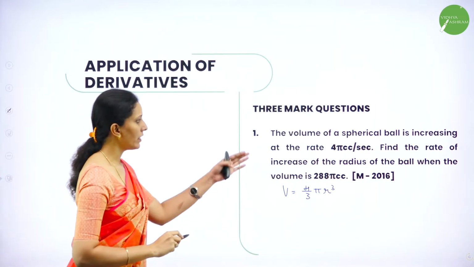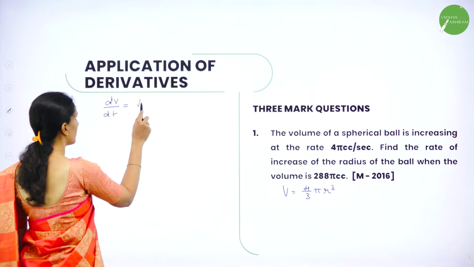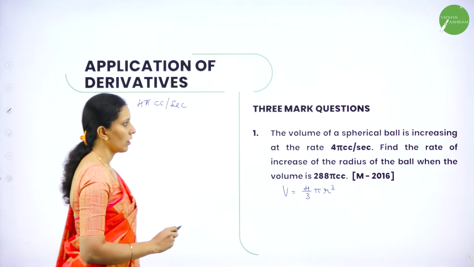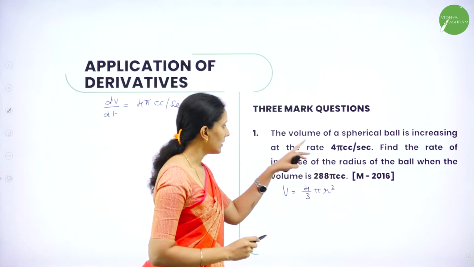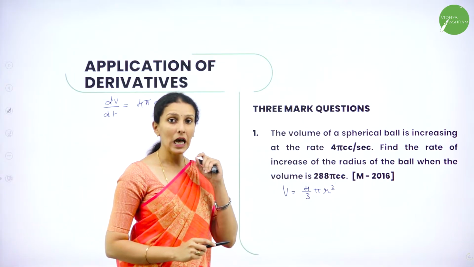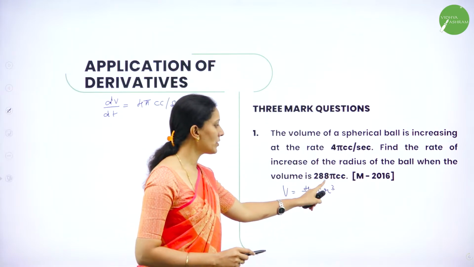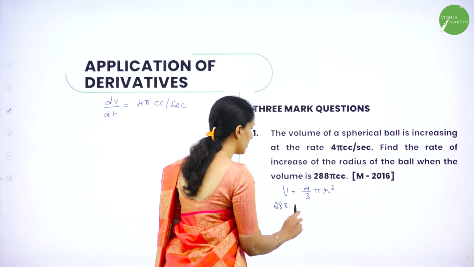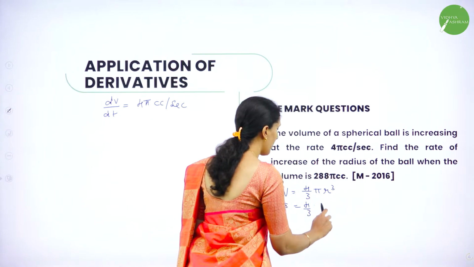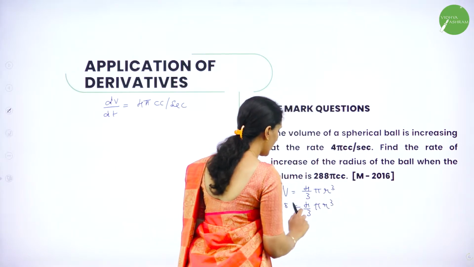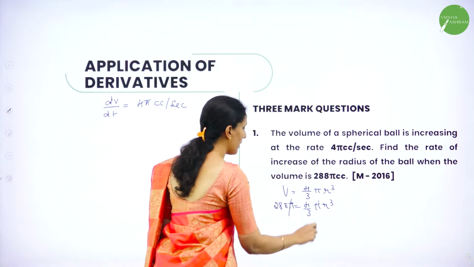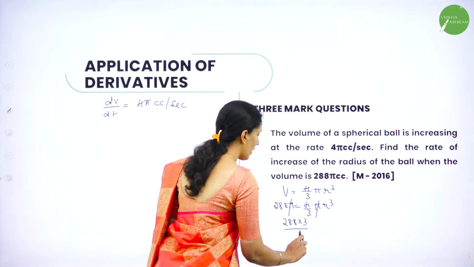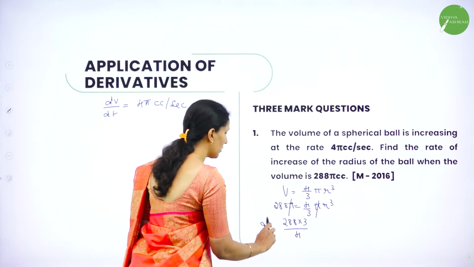So how much they have given? It is 4 pi cc per second. Now we need to calculate the change in radius, that is dr by dt whenever volume is 288. So here volume is given 288 is equal to 4 by 3 pi r cube. 288 pi, so pi get cancels, so 288 into 3 divided by 4, so that is equal to r cube.